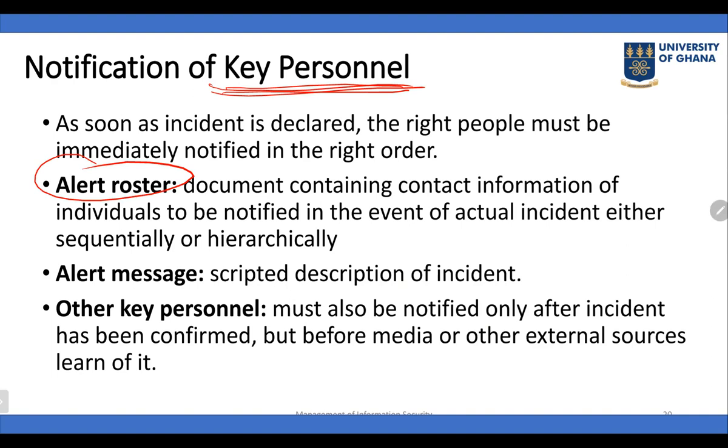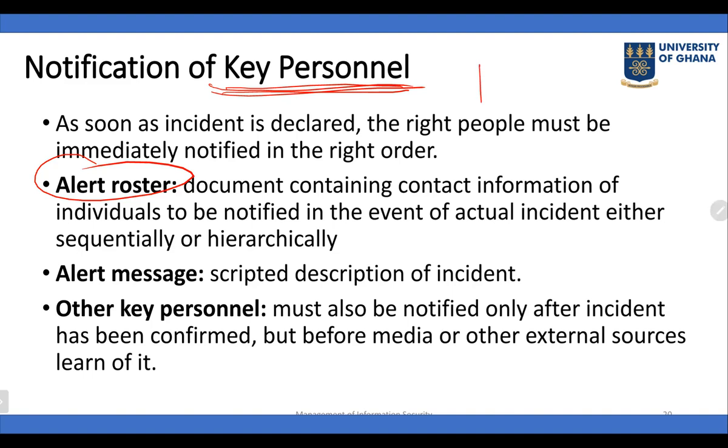And then I will still ask in the class, do you have an alert roster in your offices? Recently, UGBL developed an alert roster. Unfortunately, they did not actually give it to every lecturer, but they rather pasted it in some key strategic places. So it's just a document containing contact information, numbers of individuals to be notified.